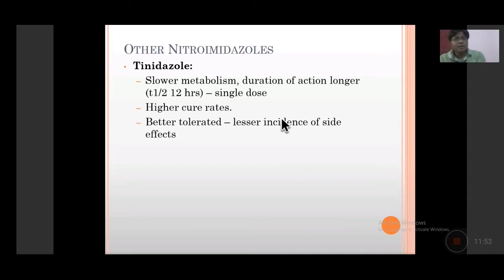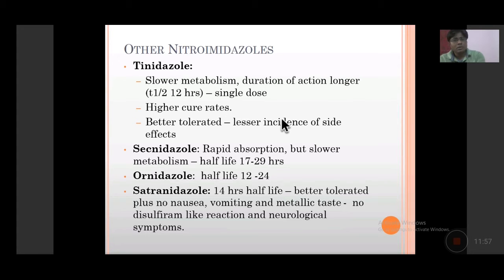Other nitroimidazoles, apart from metronidazole, include tinidazole, secnidazole, ornidazole, and satranidazole. As compared to metronidazole, tinidazole has slower metabolism, and hence the duration of action is longer. So mostly a single dose can be helpful. Cure rate is high and it is better tolerated as compared to metronidazole.